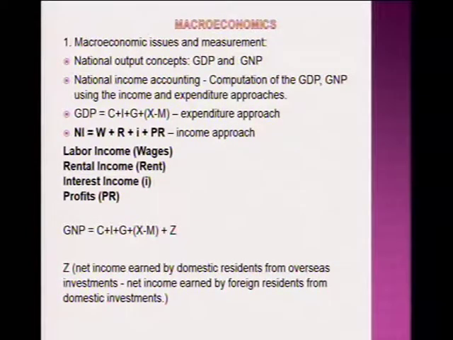What is the GNP, the gross national product? It is C plus I plus G plus X minus M plus Z. What is Z? Z is foreign income from abroad. In other words, the net income earned by domestic residents from overseas investments, less the net income earned by foreign residents from domestic investments. That is going to give us the GNP. And those are the two approaches to the computation of the national income.